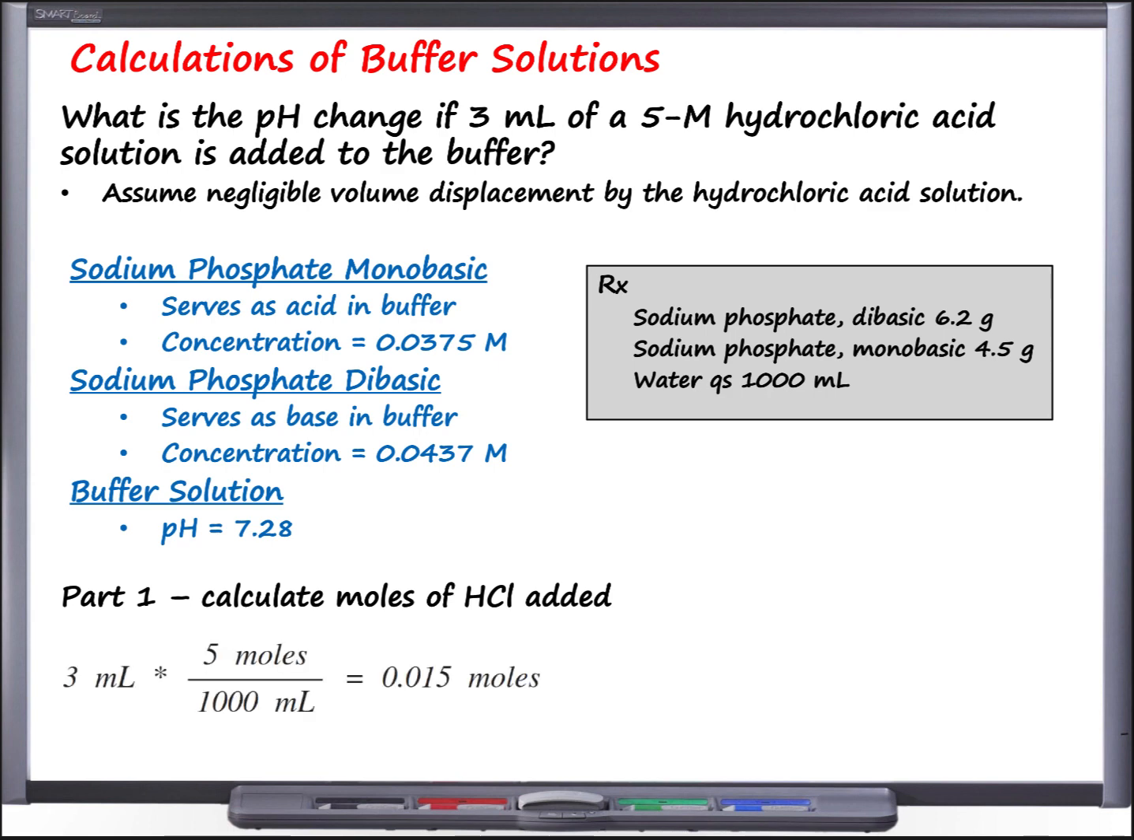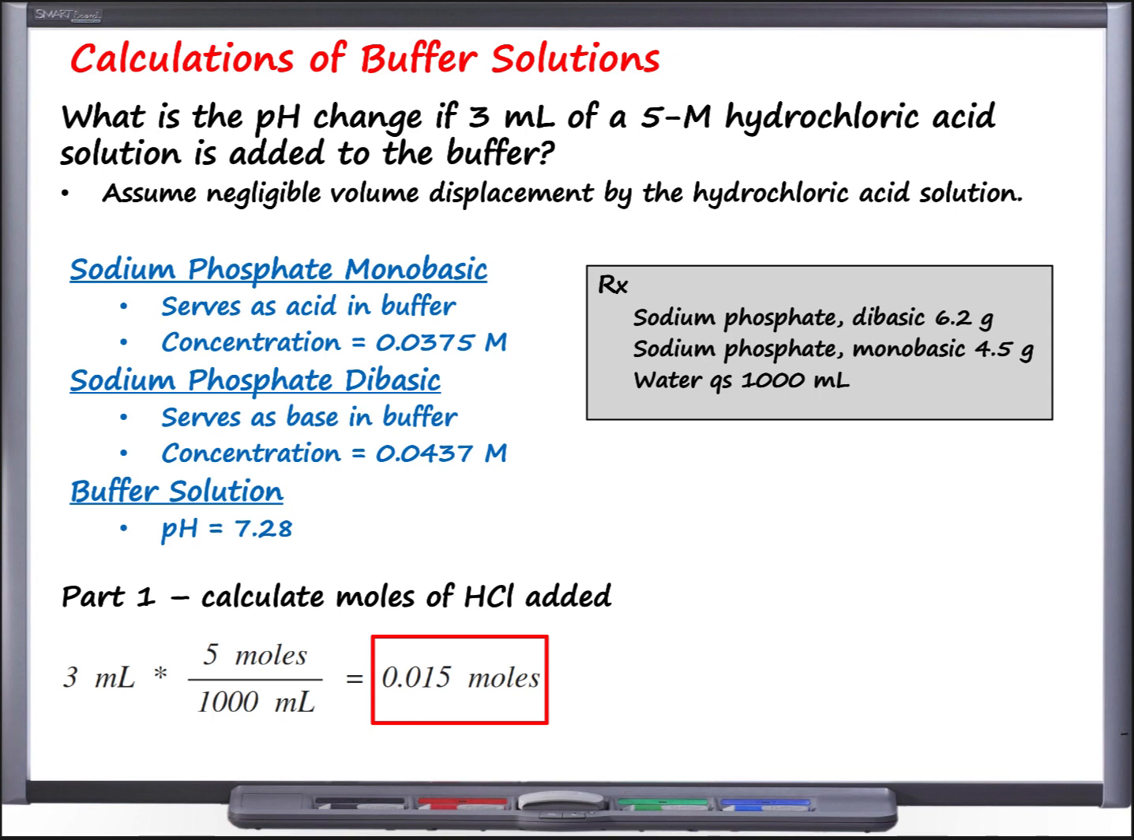So let's start with this formula. This formula comes from the fact that we said in the question that we're going to be adding 3 milliliters of this hydrochloric acid. And the next part is that the concentration of the hydrochloric acid was told to us as 5 molar. What that means is 5 moles over 1,000 milliliters. That's what molar means. By multiplying in this manner, you can see that milliliter units will cancel, and our final answer will be in moles. So if we take 3 times 5 divided by 1,000, that is equal to 0.015 moles.